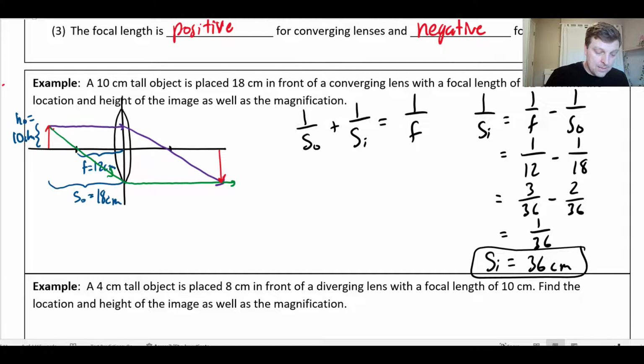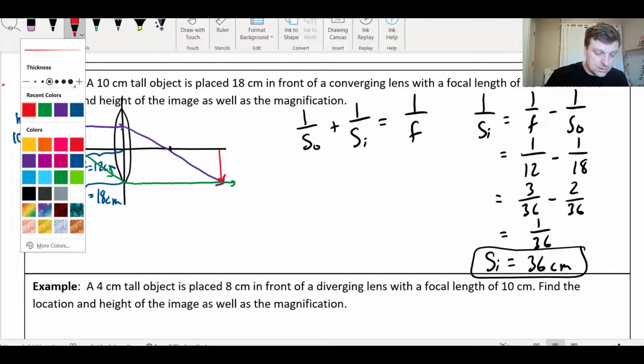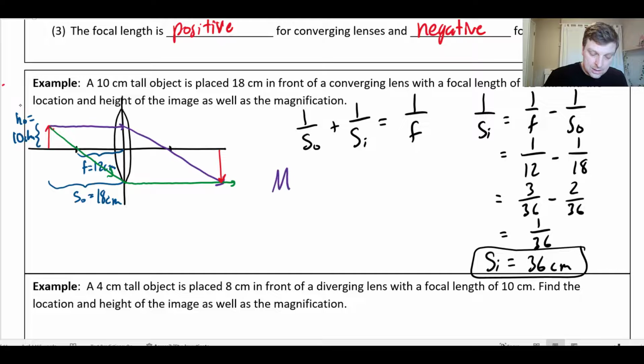Okay, so next up I can find my magnification. So magnification is just the ratio of the distances, or the negative of the ratio of SI over SO.